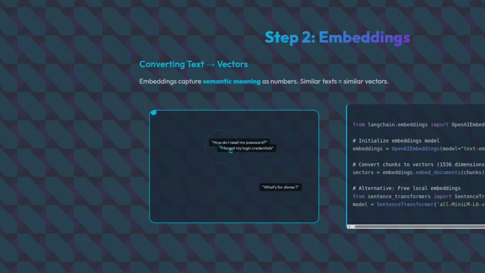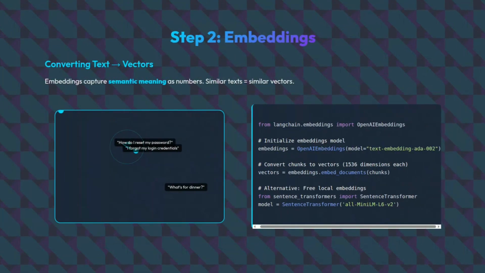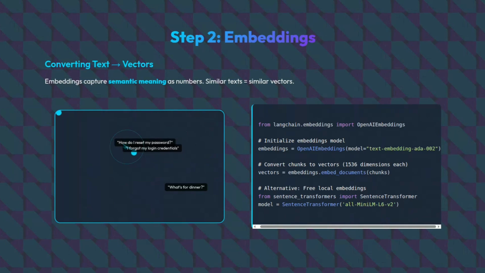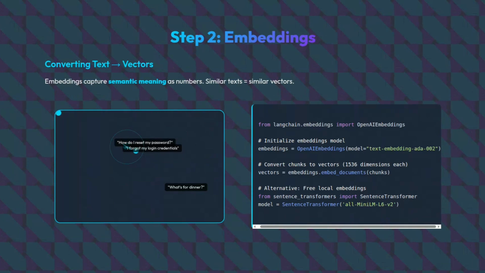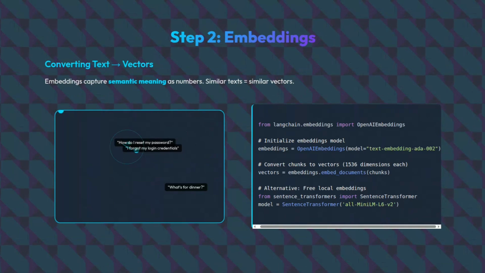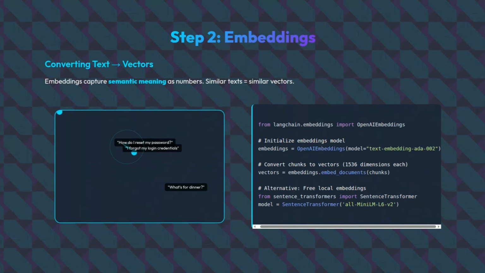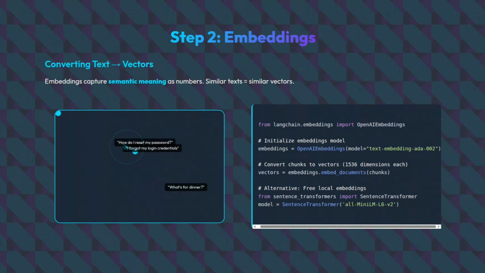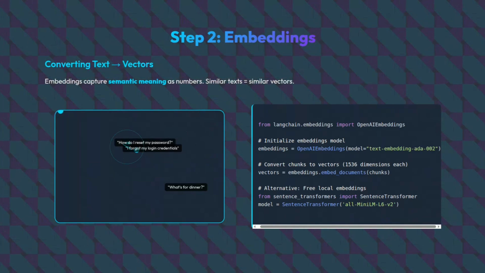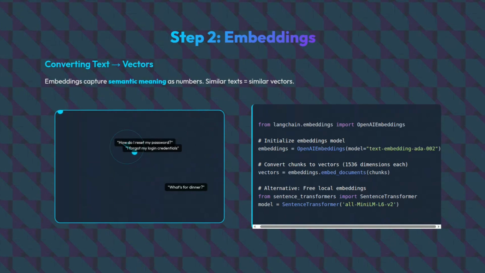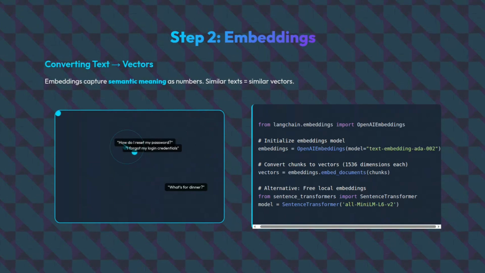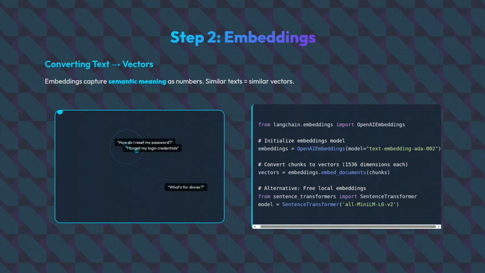Step 2, converting text into embeddings. An embedding is just a list of numbers, a vector that captures the semantic meaning of a piece of text. Similar texts will have similar vectors. That's what makes search possible. For example, "How do I reset my password?" and "I forgot my login credentials." These have different words but similar meaning. In embedding space, they'll be close together.